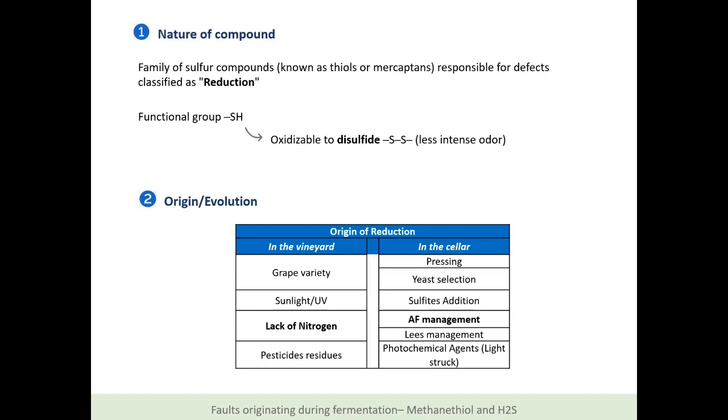Then in the cellar: pressing, yeast selection, sulfite addition, alcoholic fermentation management. There are 2 points here. One that I mentioned is the concentration of nitrogen, the YAN, yeast assimilable nitrogen, but also the fermentation temperature. We're going to see that later. Lees management and photochemical agents like the lightstruck fault, which is common in Champagne and some other sparkling wines.